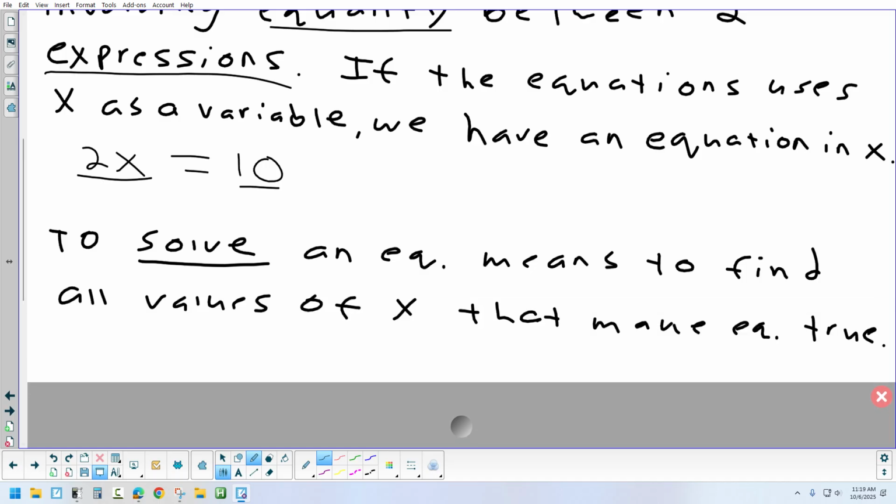To solve an equation means to find the values that make it true. When you're solving a linear equation, it generally has, well, how many solutions would this have? It only has one. Okay, and that's the standard case. When you're solving linear, it has one. Quadratic has two.